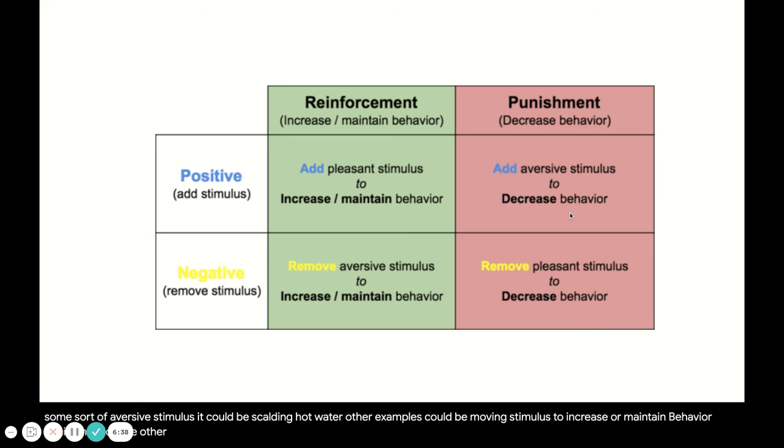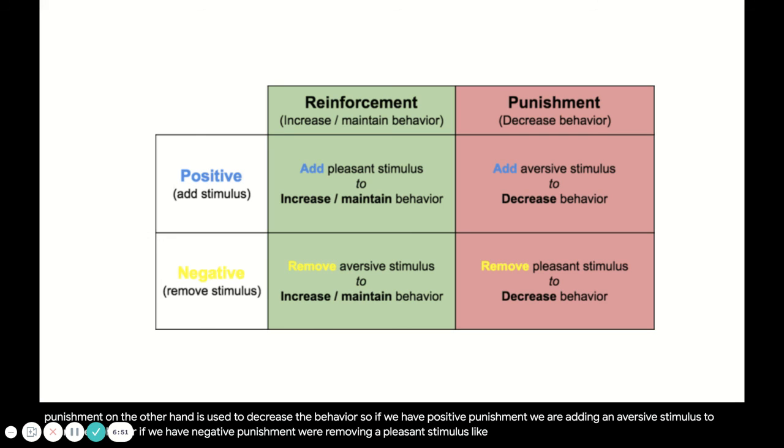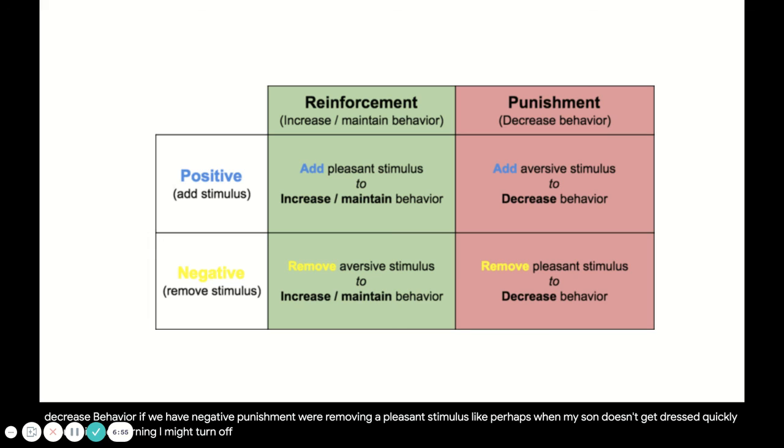Punishment, on the other hand, is used to decrease a behavior. So if we have positive punishment, we are adding an aversive stimulus to decrease behavior. If we have negative punishment, we're removing a pleasant stimulus, like perhaps when my son doesn't get dressed quickly enough in the morning, I might turn off the television. So I remove it to decrease his avoidance behavior.